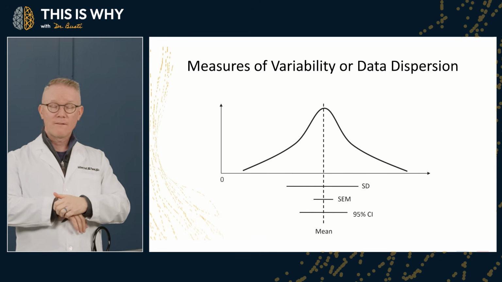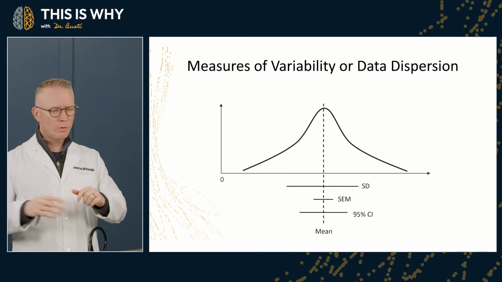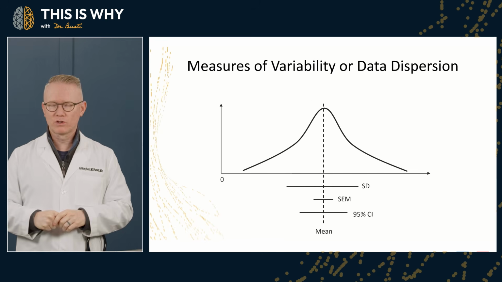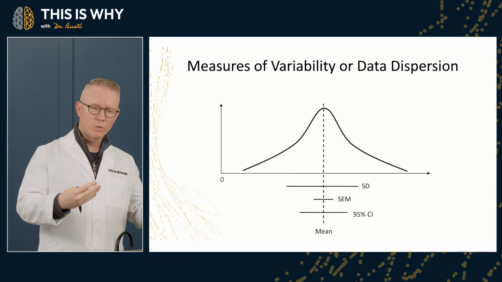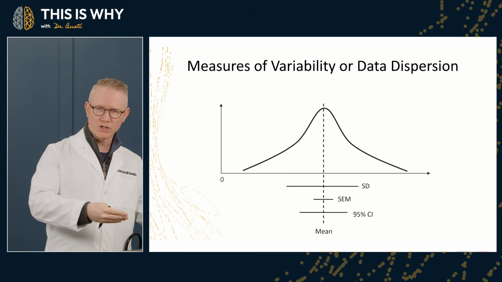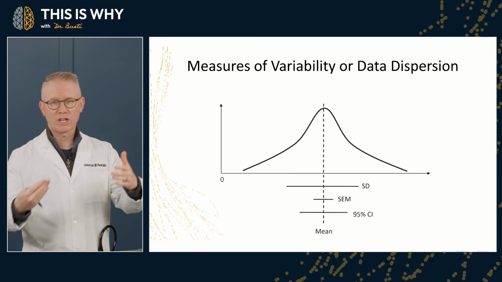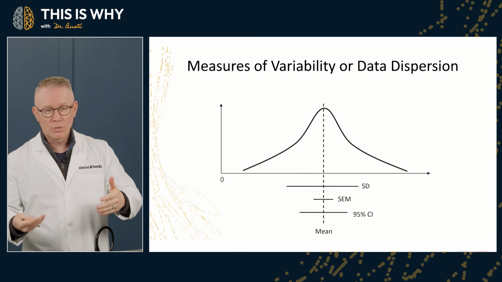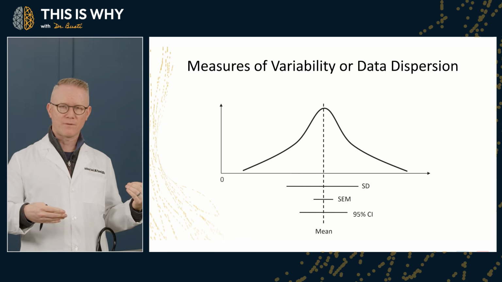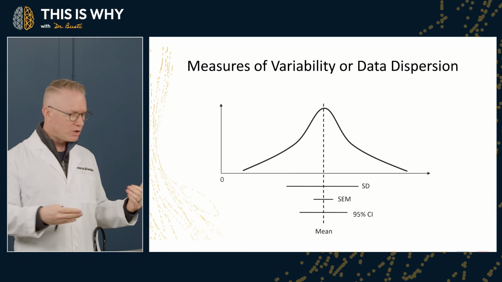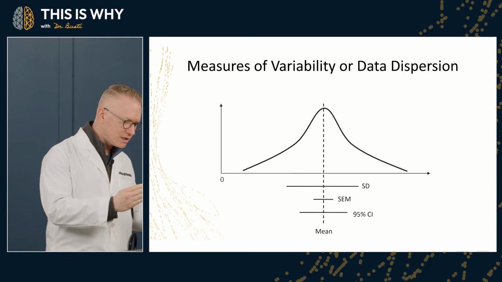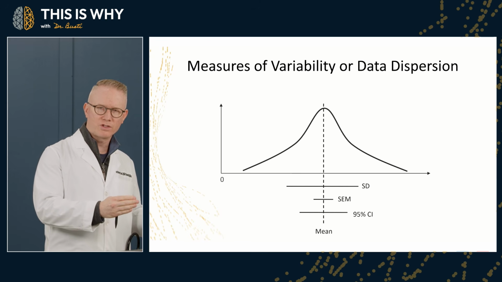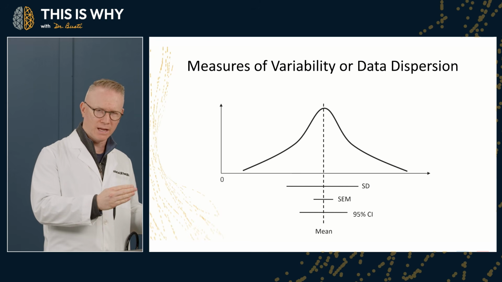Now, visually, we go back to our normal distribution and bell curve where we calculate means. We're able to generate a standard deviation, which then allows us to generate a standard error of the mean, which then also allows us to assess our confidence intervals. When you look at the width of those lines, you see that the standard deviation is always larger than the standard error of the mean.